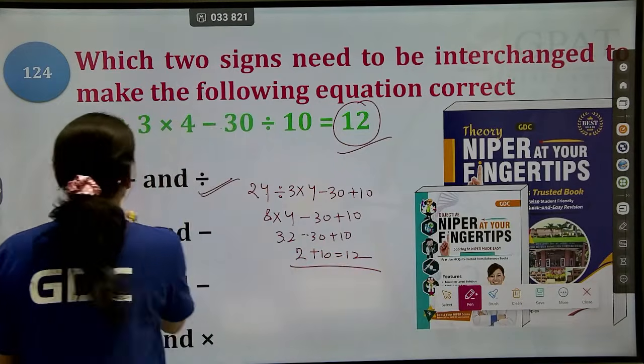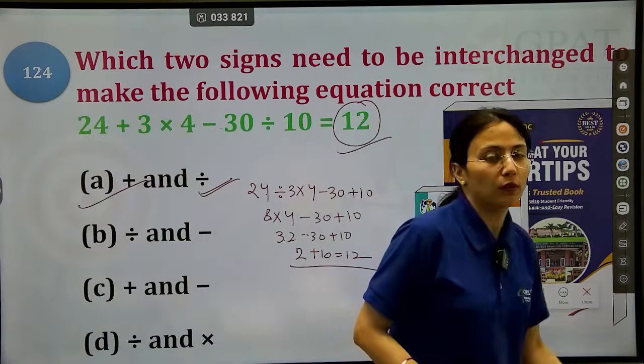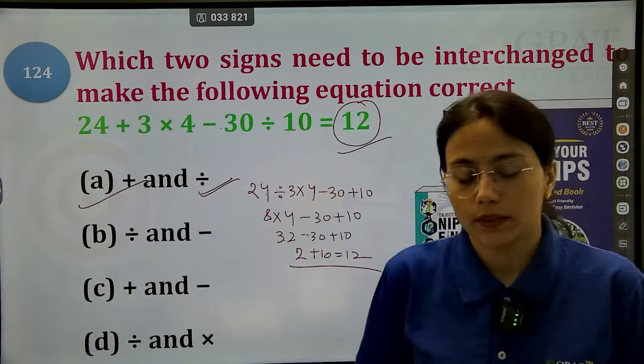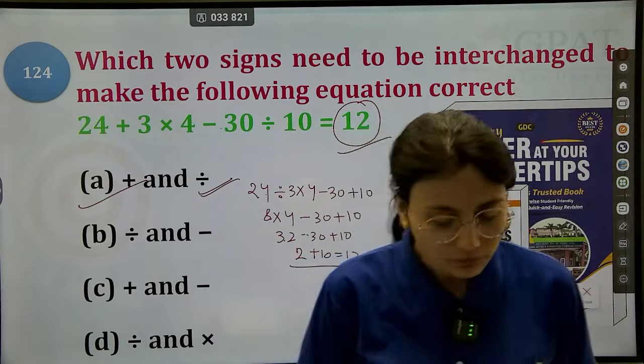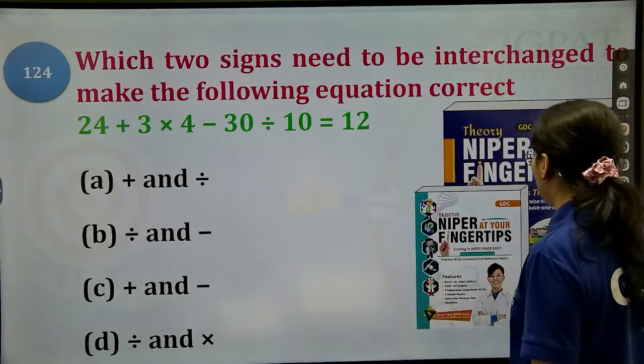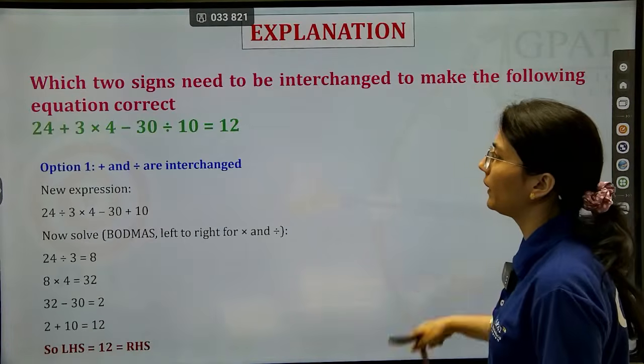So we got our answer, that is option number A. So we have to interchange plus by division, and division by plus we can say that. Okay, now move to the next question, that is question number 125.